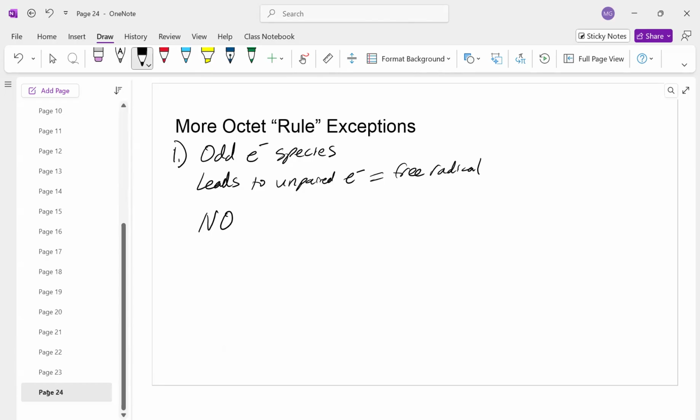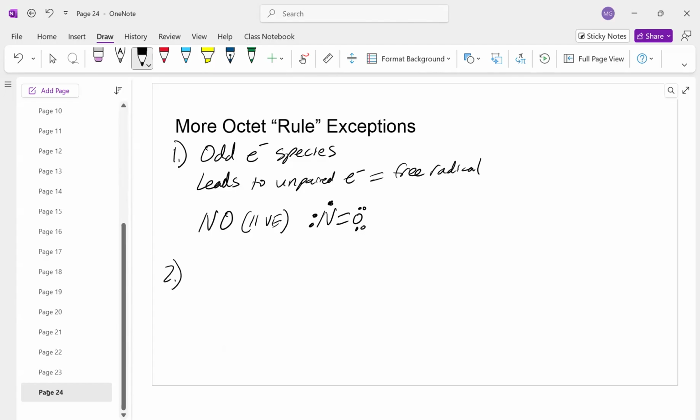And if you were to add up the number of valence electrons, it's 11. And so the only valid Lewis structure you can get from that looks like this, where that nitrogen has an unpaired electron. And nitrogen monoxide is very reactive because it has that unpaired electron.